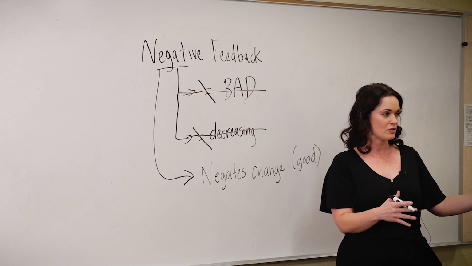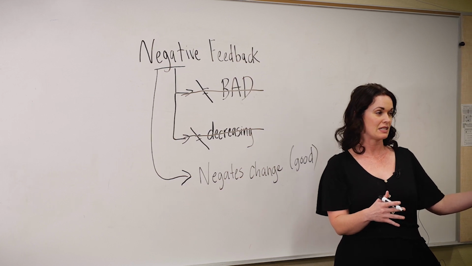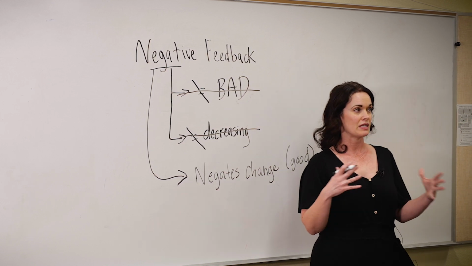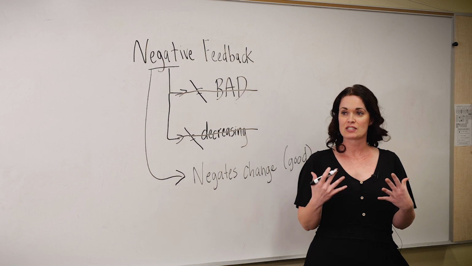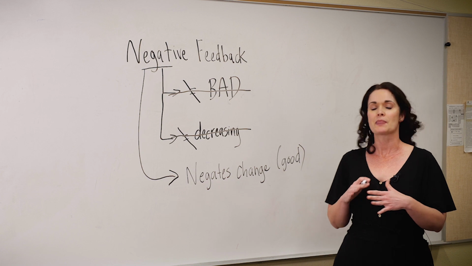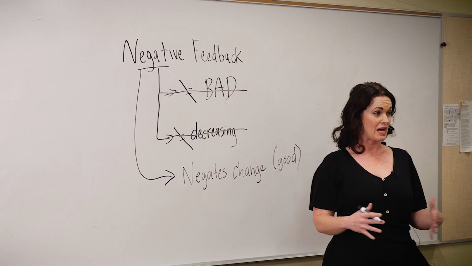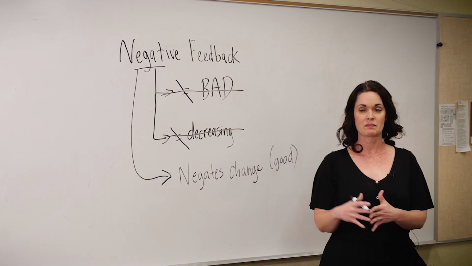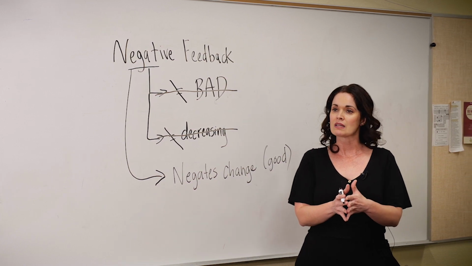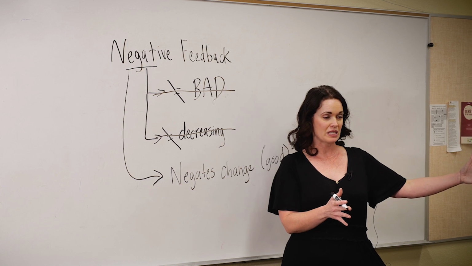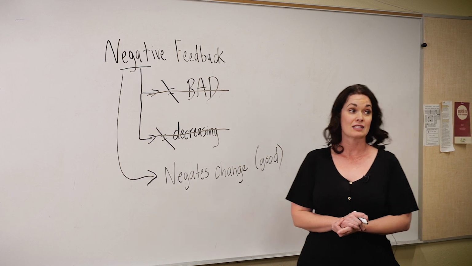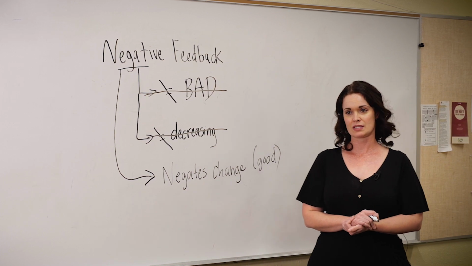If your body temperature is too low, it's a cold day, negative feedback is going to negate that and bring it back up. So don't fall into the pattern of seeing that word negative and applying how that word is used in everyday language, because that's not the case. It's negative feedback because it negates change. If something's increasing beyond where we want it to be, it negates that change and brings it back down. If something's decreasing beyond where we want it to be, it negates that change and brings it back up. That's what negative feedback is, and that's why it helps you maintain homeostasis.